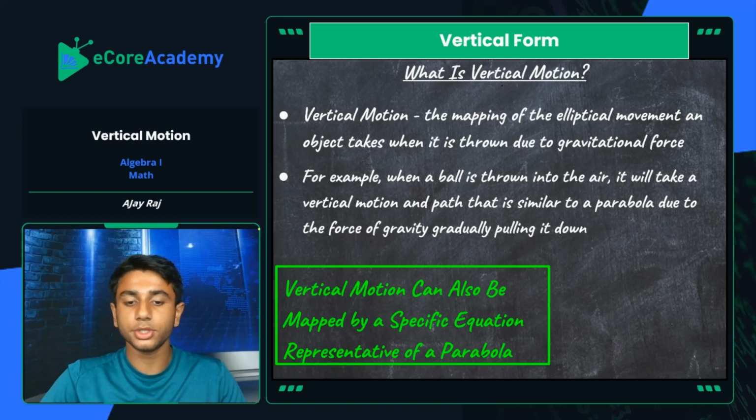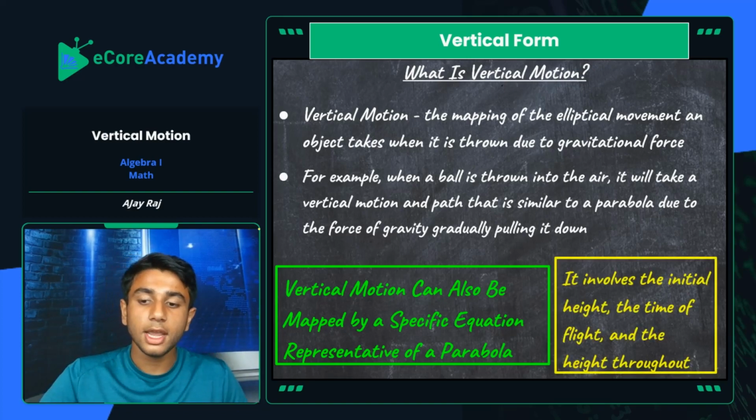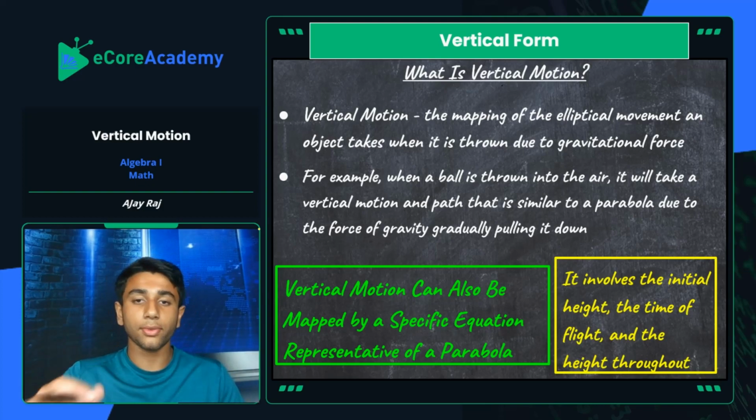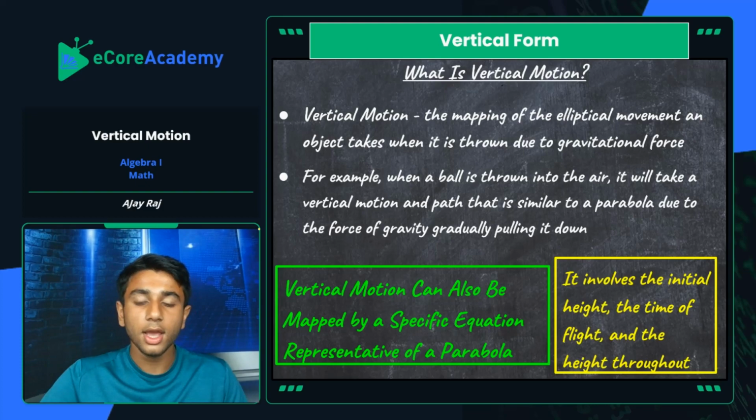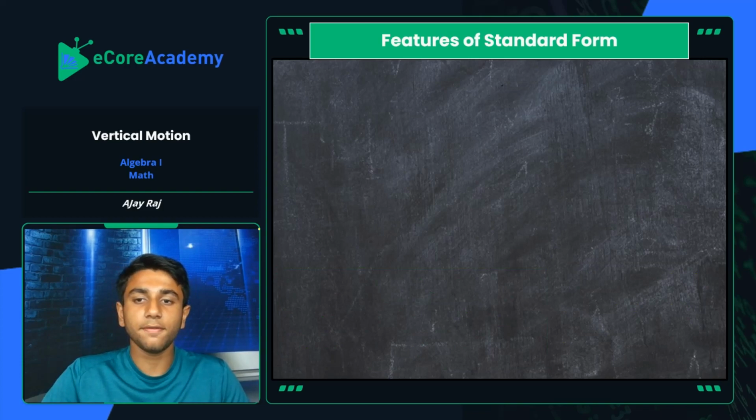Like I said, vertical motion can be mapped by a specific equation that also represents a parabola. If you graph it out, it represents a parabola just like a standard form equation. It has the same three distinct terms, just like a trinomial. It involves the initial height of the object being thrown, for example the ball, the time of the flight, so the whole duration that it takes, and the height throughout the entirety. And it'll also show you velocity, which is a combination of these different characteristics and properties.